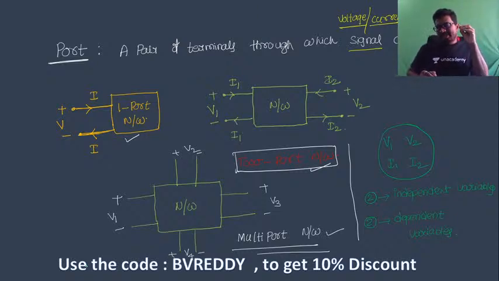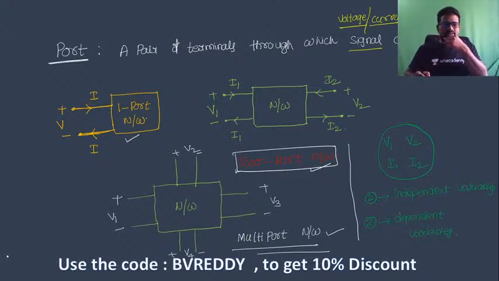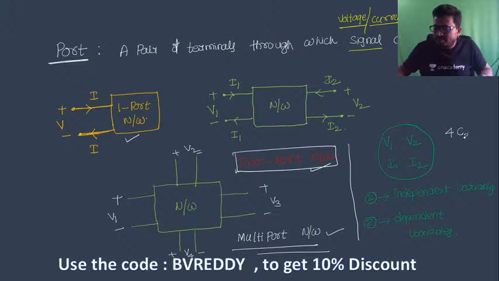How many ways can I select? Among 4 variables, I need to select only 2 at a time. How many ways can I do the selection? 4C2. How much is 4C2? It is 4 into 3 by 2 into 1, so this value is 6.